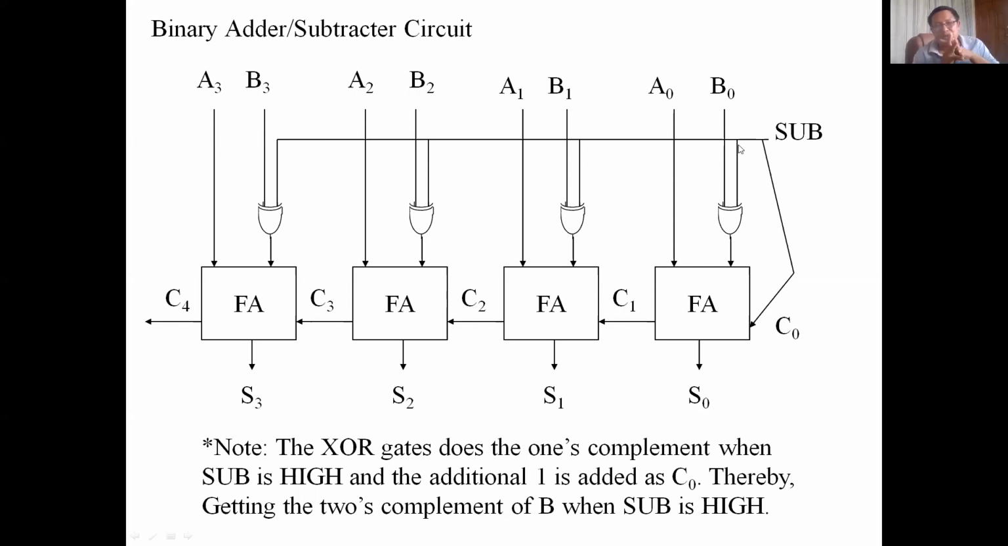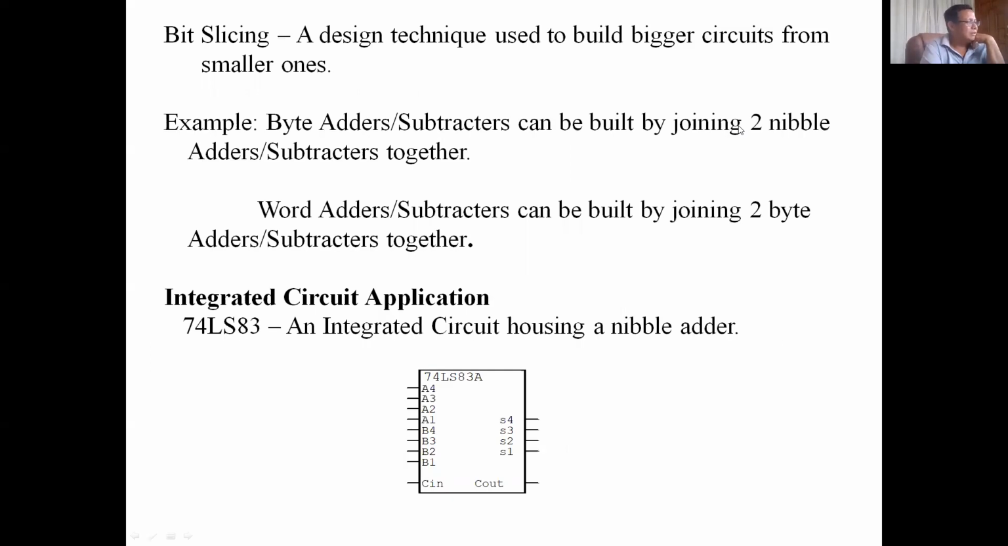Do you follow? If sub is 0, B will retain the same because anything XOR with 0 is itself, right? Because an XOR is like an OR gate if the other bit is a 0. Do you follow? If the sub bit is a 0, the XOR gate is like an OR gate. So therefore, B0 XOR sub will become B0. B1 XOR sub becomes B1 if sub is 0. Do you follow? Now, if sub is high, this will be converted. B0 will be converted into 1's complement. Do you follow?